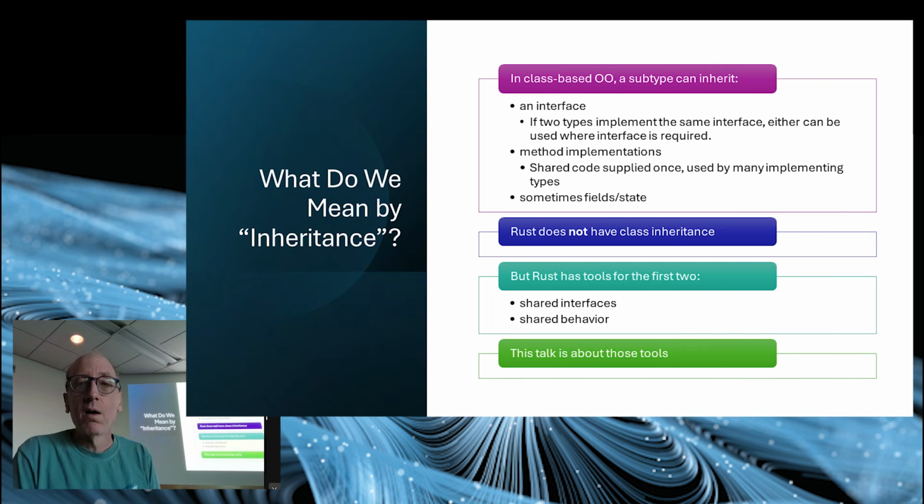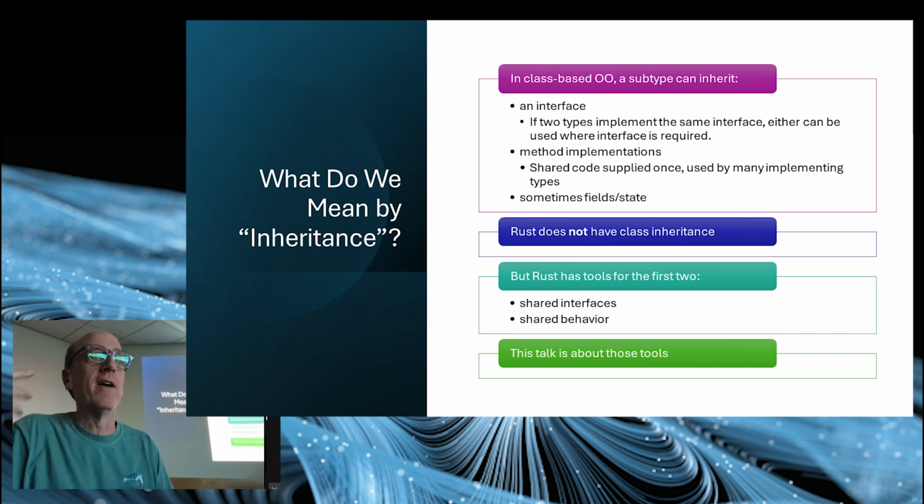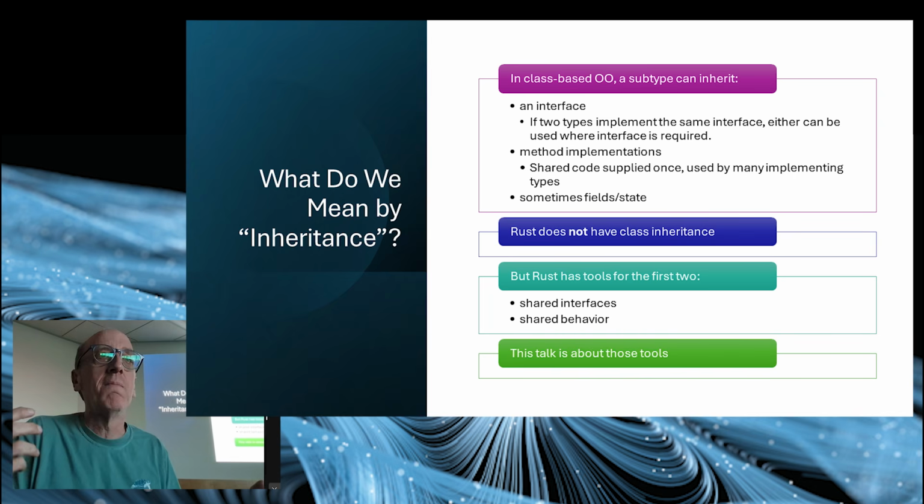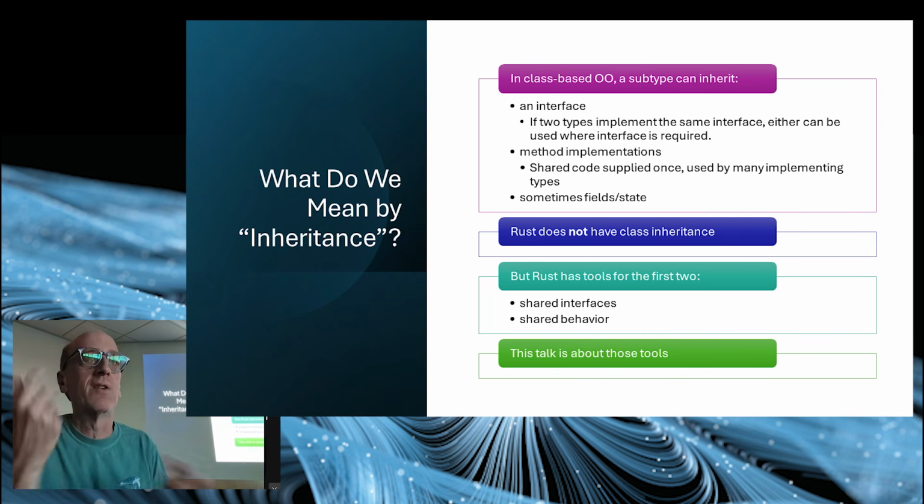So first things, what do we mean by inheritance? If we're doing an object-oriented, class-based language, then we say a subtype can inherit stuff from a supertype, and the kind of stuff it can inherit is an interface. When two types implement the same interface, that means that we can use either one at a function that requires that interface, so they're substitutable.